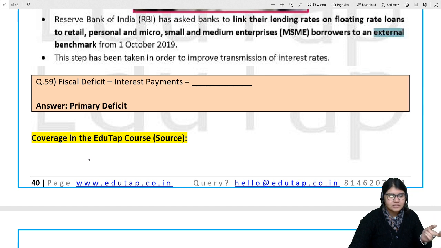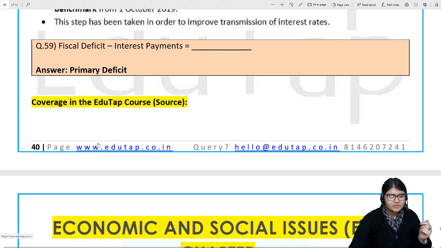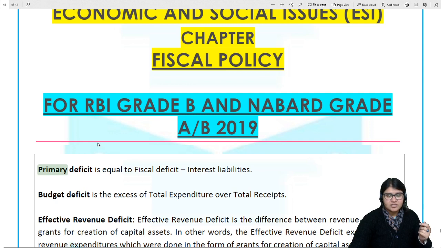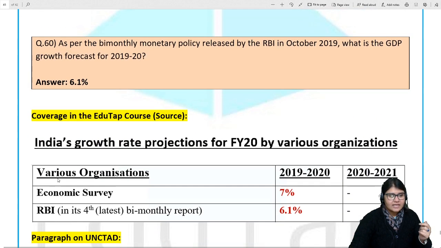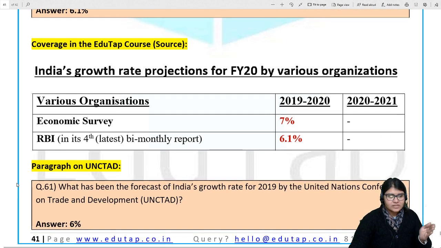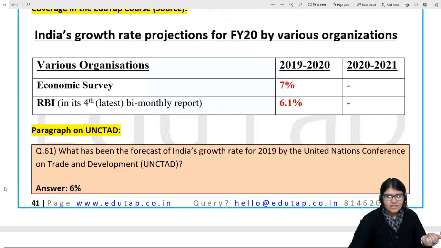Next, here again we have the next question, fiscal deficit minus interest payments equal to what? So this is a static concept based question. Answer is primary deficit. So this was covered in the fiscal policy chapter, very clearly given here. Primary deficit is equal to fiscal deficit minus interest liabilities. Next question, as per the bi-monthly monetary policy released by the RBI in October 2019, what is the GDP growth forecast for 2019-20? Answer is 6.1%. This was covered in the growth rate projections for the financial year 20 that we had released before the examination. So you can see 6.1% given clearly.